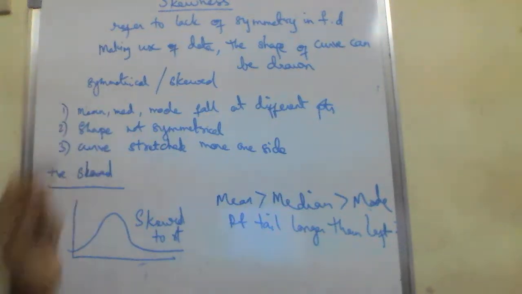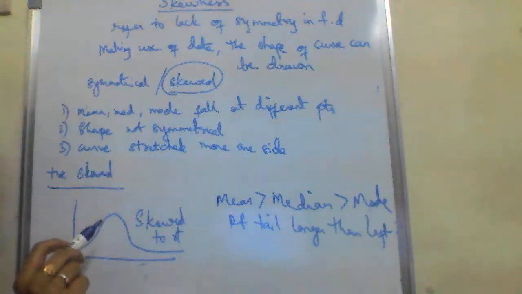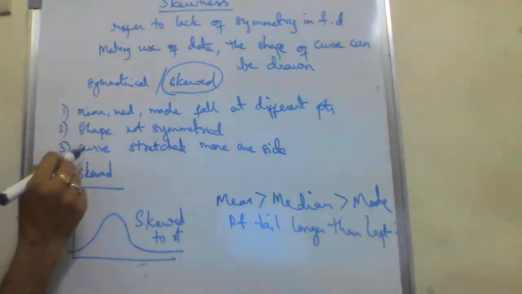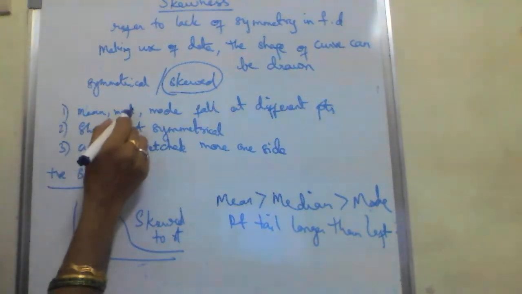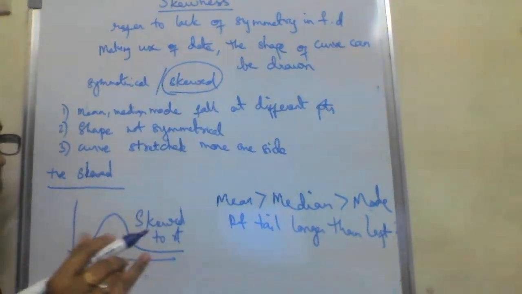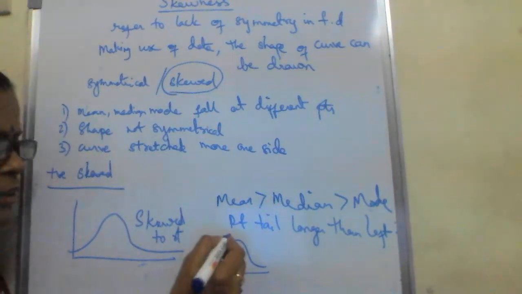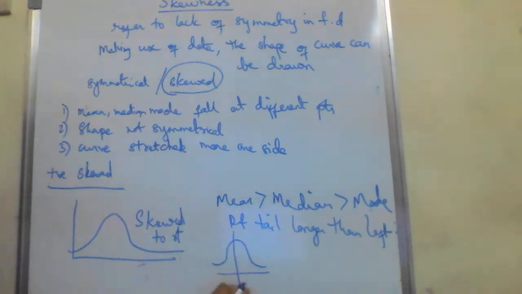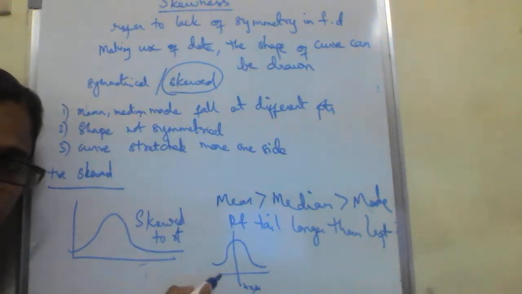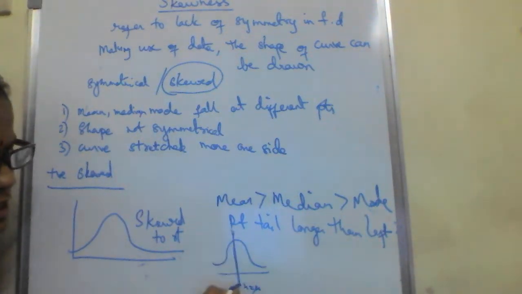So if the curve is a skewed curve, then it has these characteristics. That means the mean, median, mode fall at different points. In normal distribution, we said that it is a symmetric curve which is symmetric on both the sides of the line X is equal to mu. Already we have done this. So if it is a symmetric curve, the mean, median, mode, all of them coincide at the center.